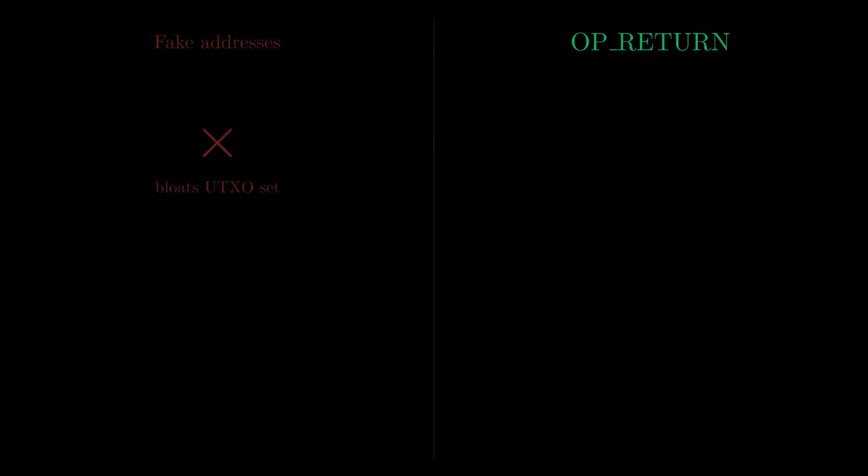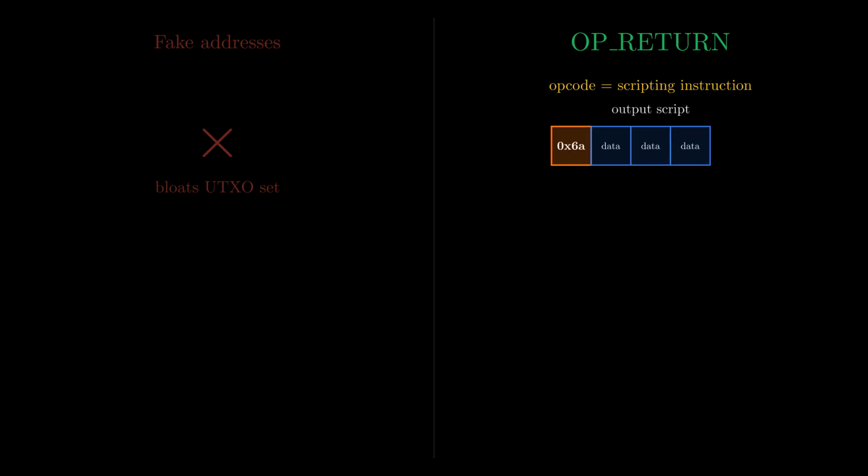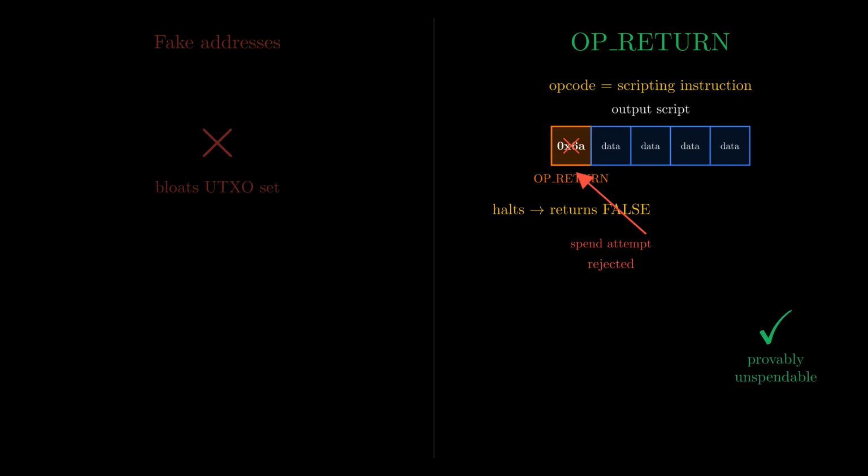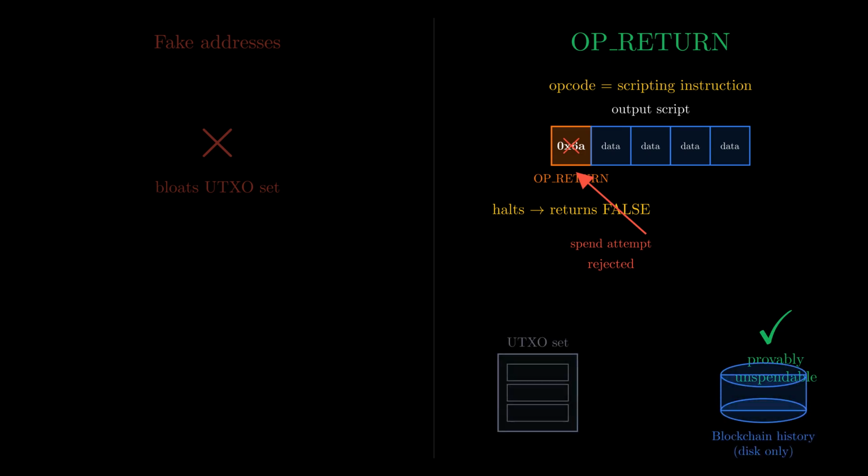OP_RETURN is the negotiated answer. It's an opcode, an instruction in Bitcoin's scripting language, that when placed at the start of an output script, immediately halts execution and returns false. Any future transaction trying to spend this output runs the script, hits OP_RETURN, fails, and gets rejected. The output is provably unspendable the moment it's created. Nodes can detect this at parse time and skip adding it to the UTXO set entirely.